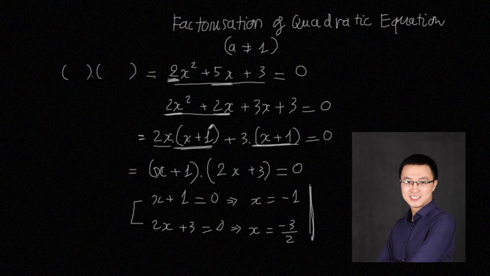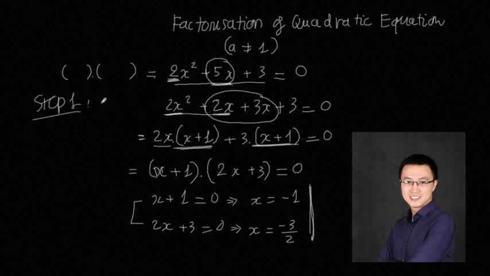So the main question here is why I choose to separate 5x into 2x and 3x. Here is the tip. The first step, I multiply a times c. Here a is 2 and c is 3. So 2 times 3 you get 6.